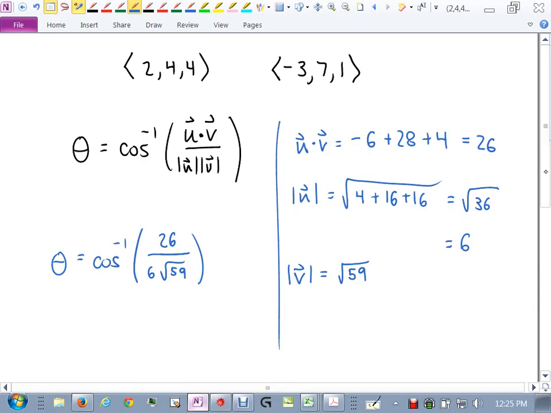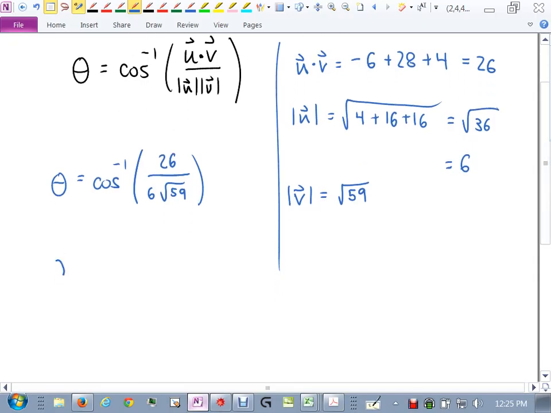Anyone want to provide an answer here? Greater than 0, less than infinity? Something like that? Greater than 0, less than pi. Degrees or radians? 55.7. Anybody else try it and get the same thing? Okay. If two people agree, then we agree.